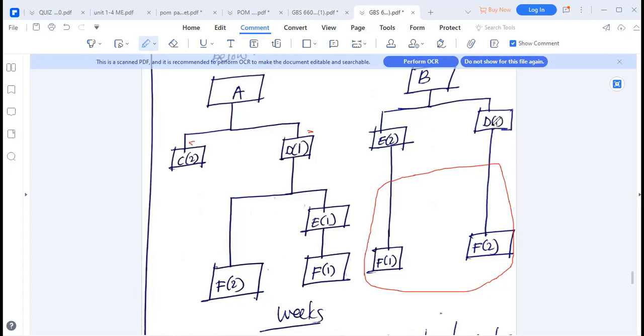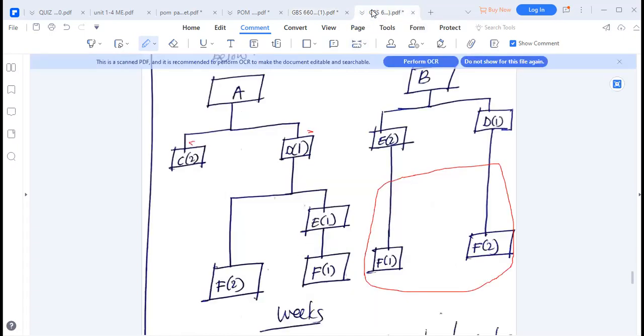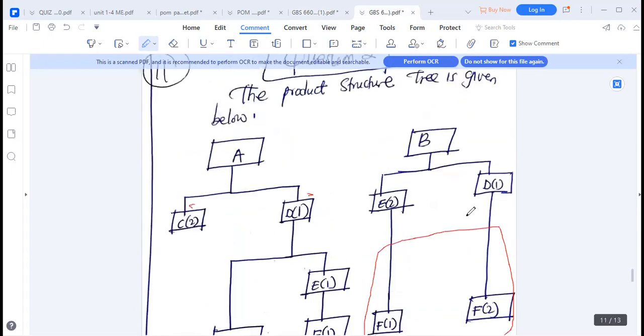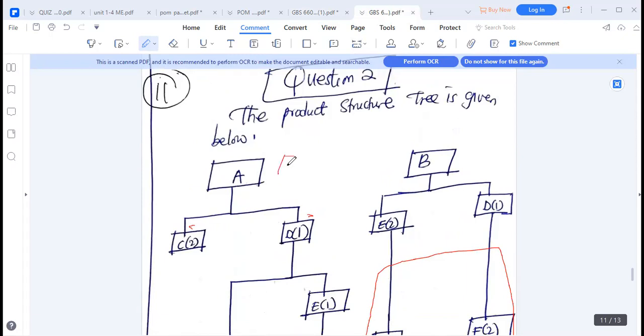And then the other one, D, requires 2 F's. Each D requires 2 F's. So this is the product structure that we have for product A and product B. These are the final products, so these ones are called final products.